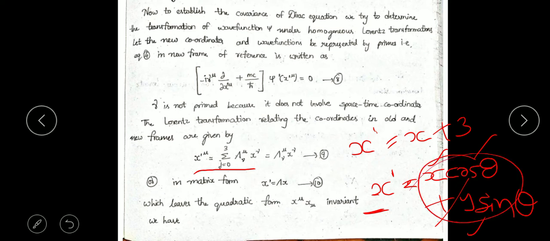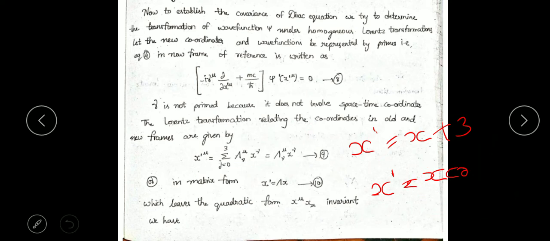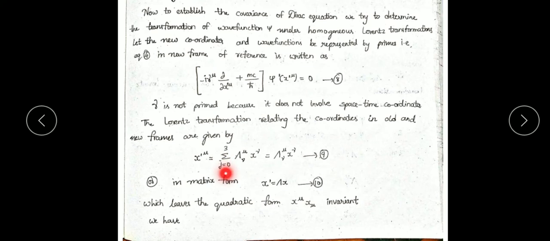If we consider this kind of transformation, the same case applies here also. That's why it is mentioned that x dash mu equals the summation from 0 to 3 of lambda nu mu x nu, which is lambda nu mu x nu. In matrix form we could write the same thing: if we do not consider the indices mu nu, which is just the tensor form, x dash is nothing but lambda x. The old coordinates x multiplied with this transformation matrix give us the new coordinates.